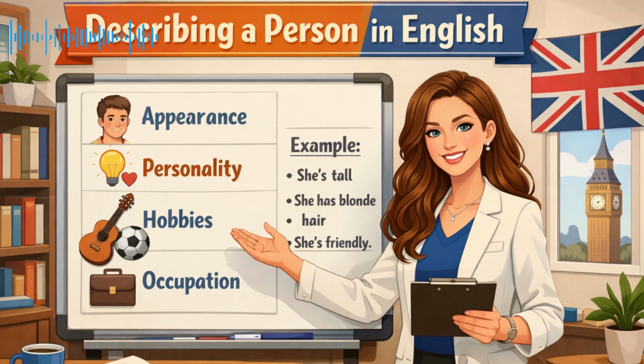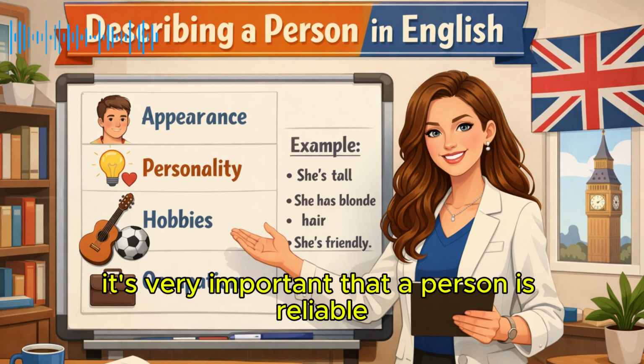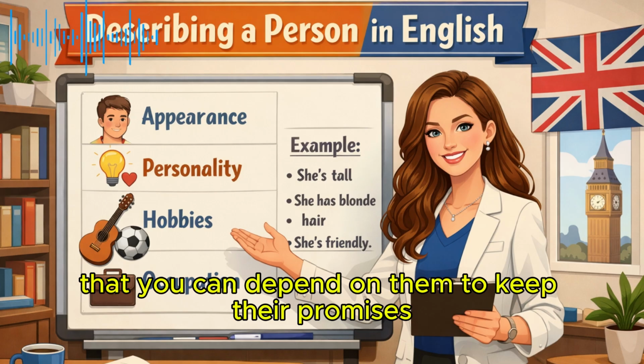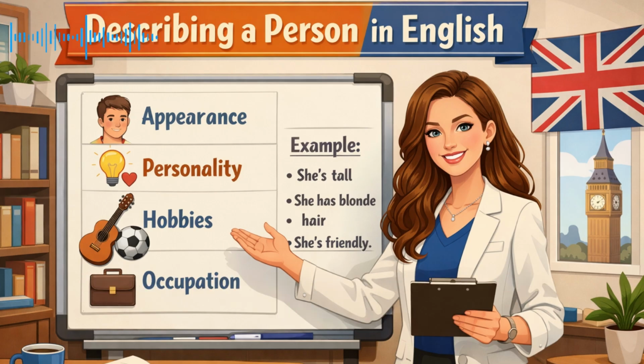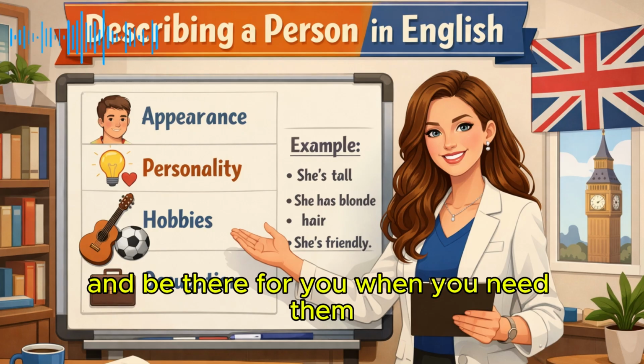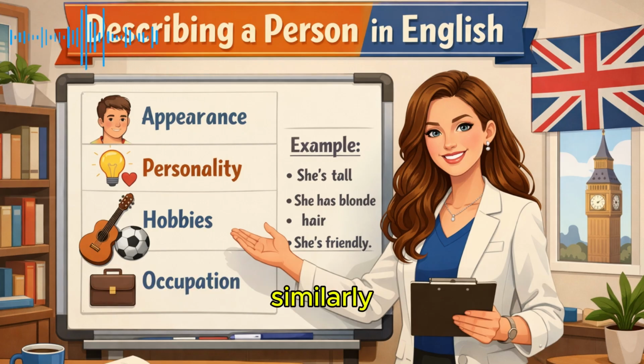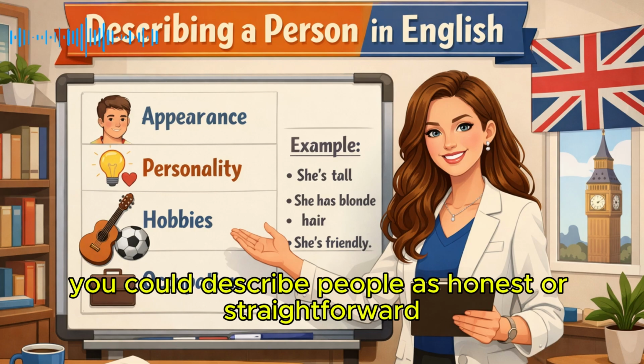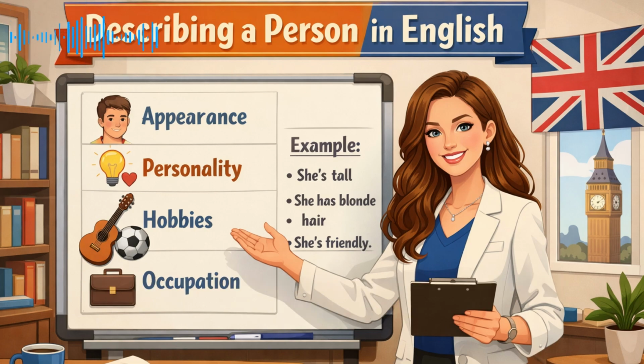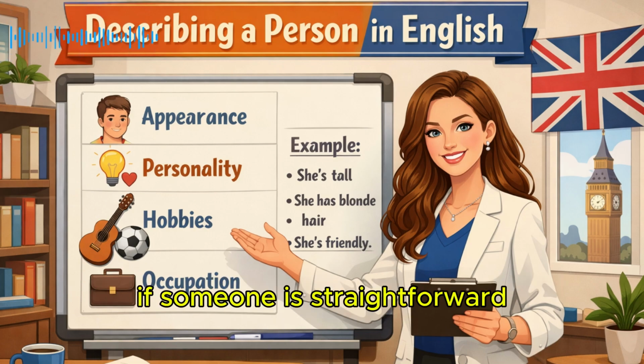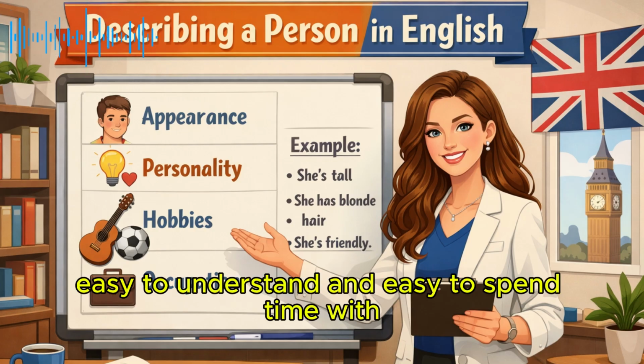What else? Well, for a friend, it's very important that a person is reliable, that you can depend on them to keep their promises and be there for you when you need them. Similarly, you could describe people as honest or straightforward. If someone is straightforward, they're honest, easy to understand and easy to spend time with.